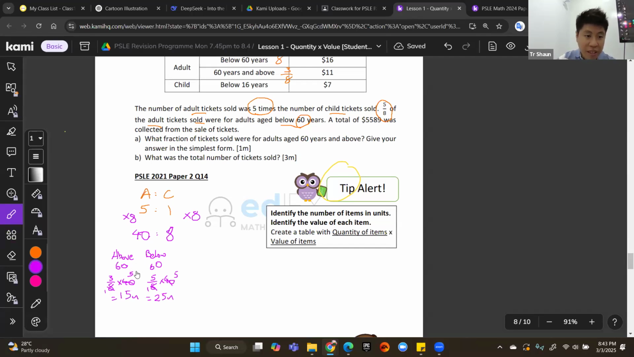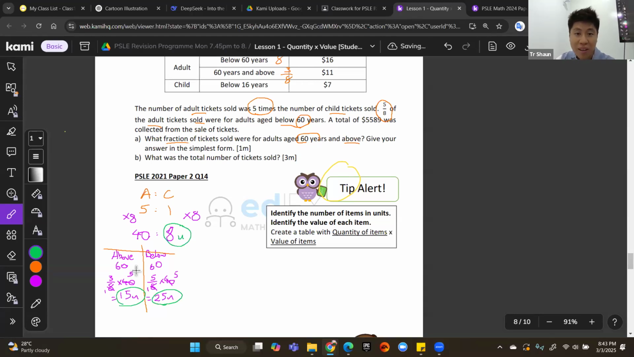Okay, so you realize that we haven't even started our number times value yet. No problem at all because this is what we need to find at the start. You can see they want a fraction, right? What fraction of the tickets sold were for 60 and above? So I need to find this. Now I have my ratios already. Above 60 is 15 units, below 60 is 25 units, and my children is 8 units.